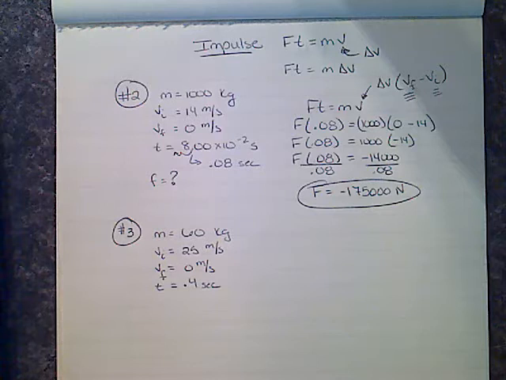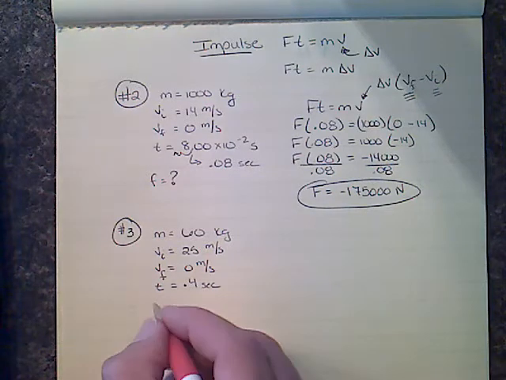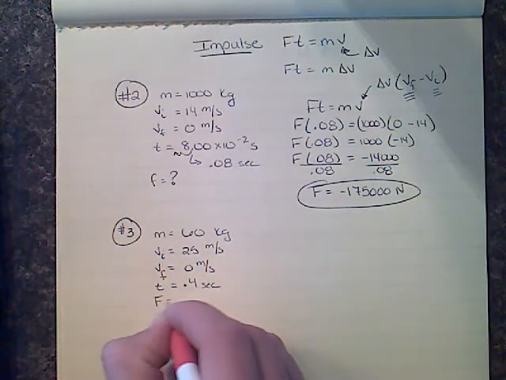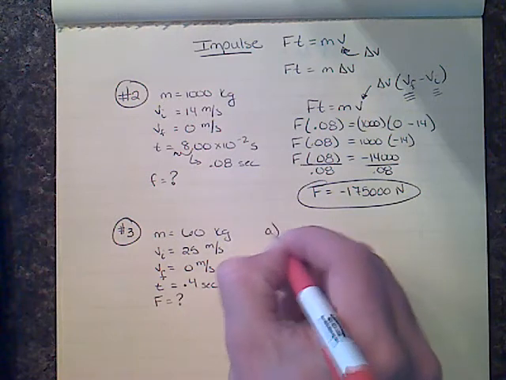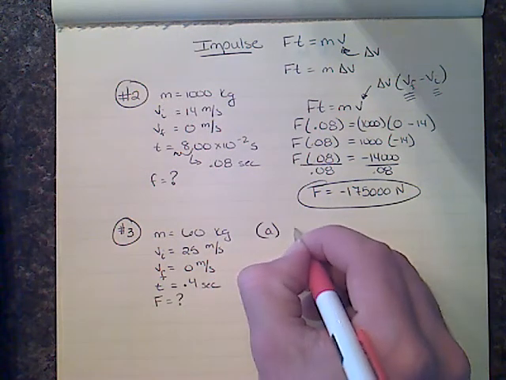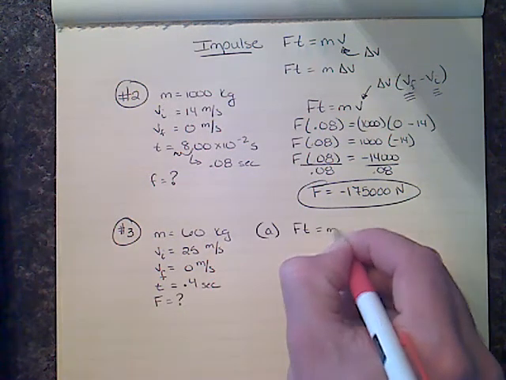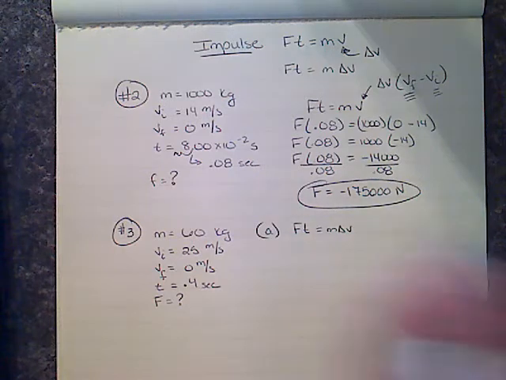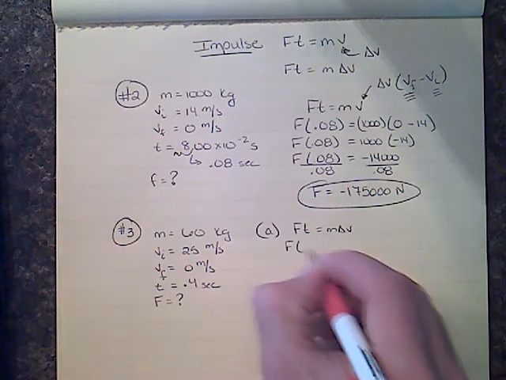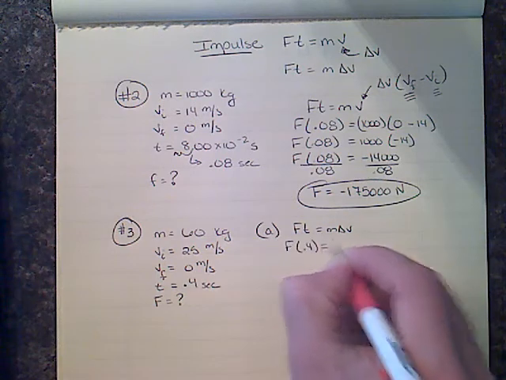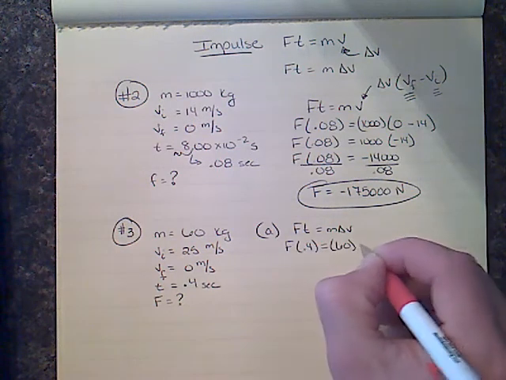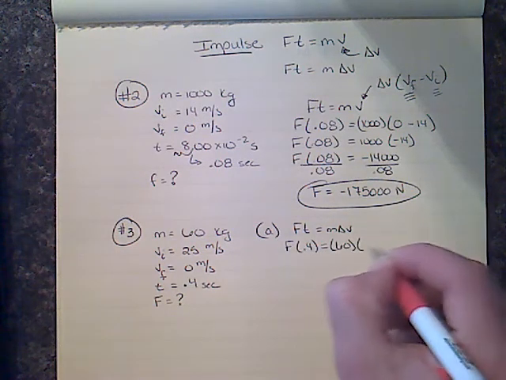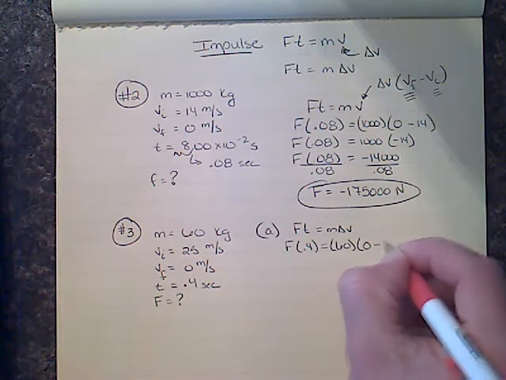A, what average force did the seatbelt exert on her? So we're going to look for force. That's our first part. So in A, let's solve the standard impulse equation. F times 0.4, good. Mass is 60, very good guys. And our change in velocity goes from 0 minus 25.